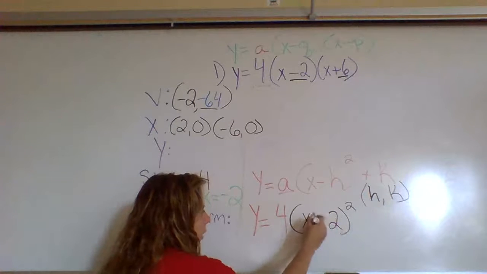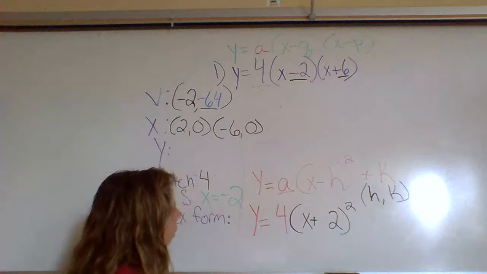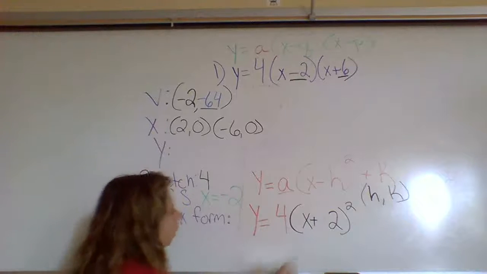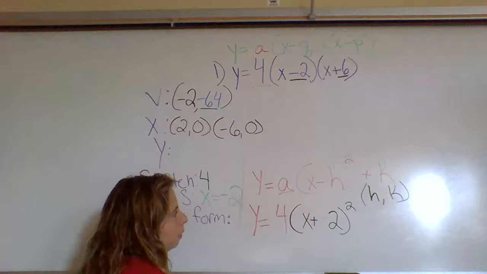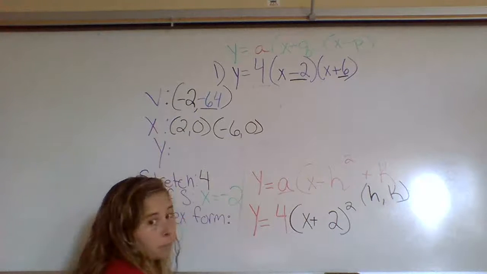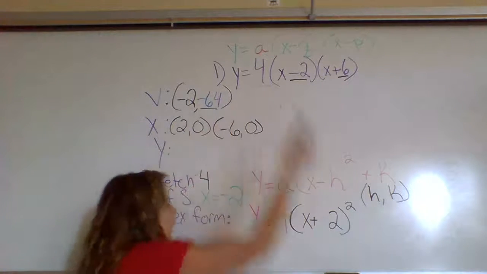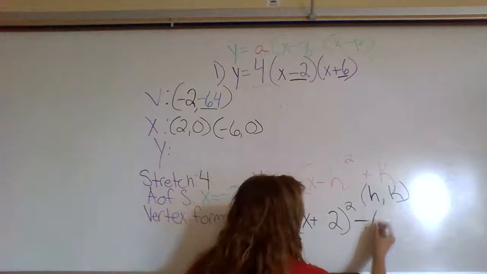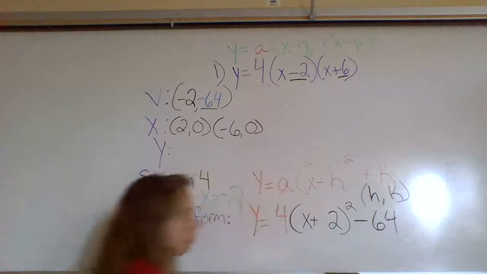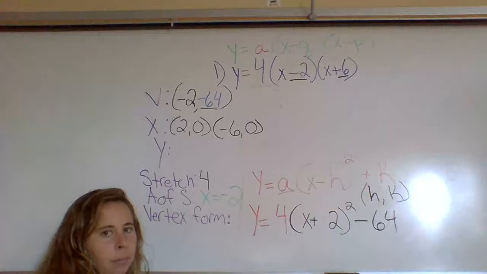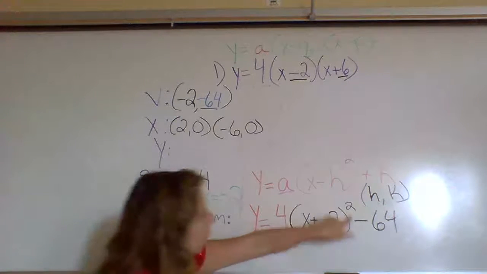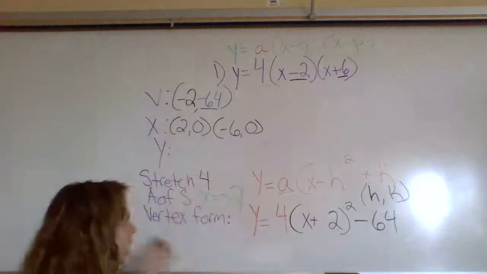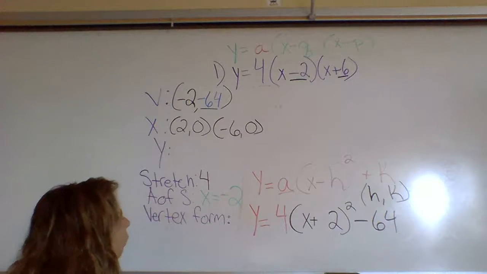So we're just going to change it. So that's X plus 2, and then on the outside, what is K? What is the Y value of my vertex? Right there. Y equals 4, X plus 2 squared minus 64. That's vertex form for this function.